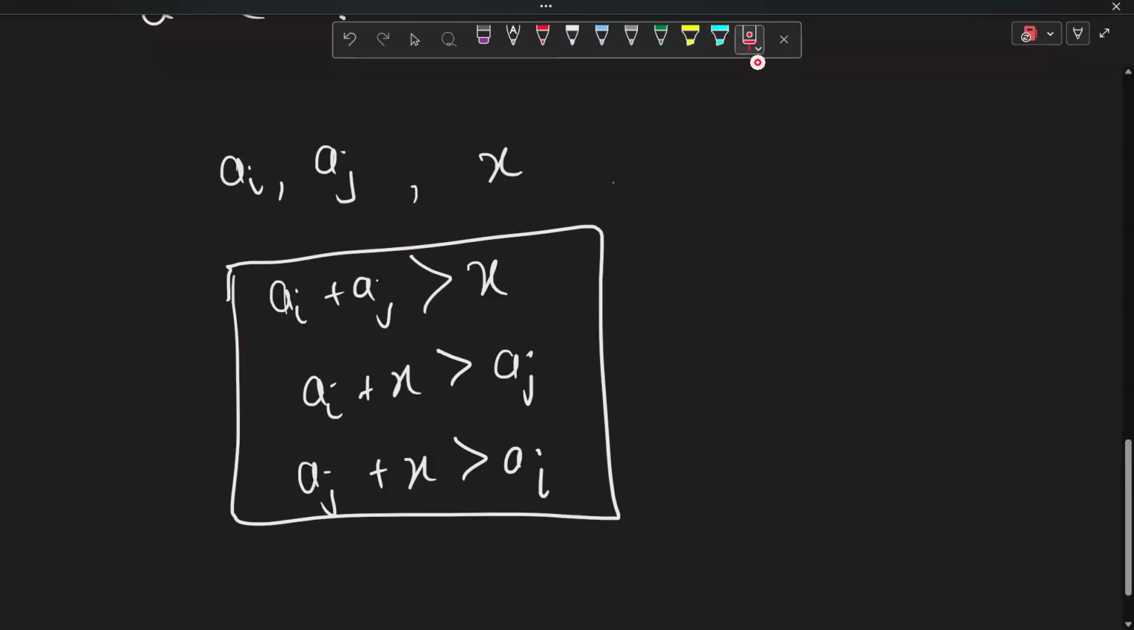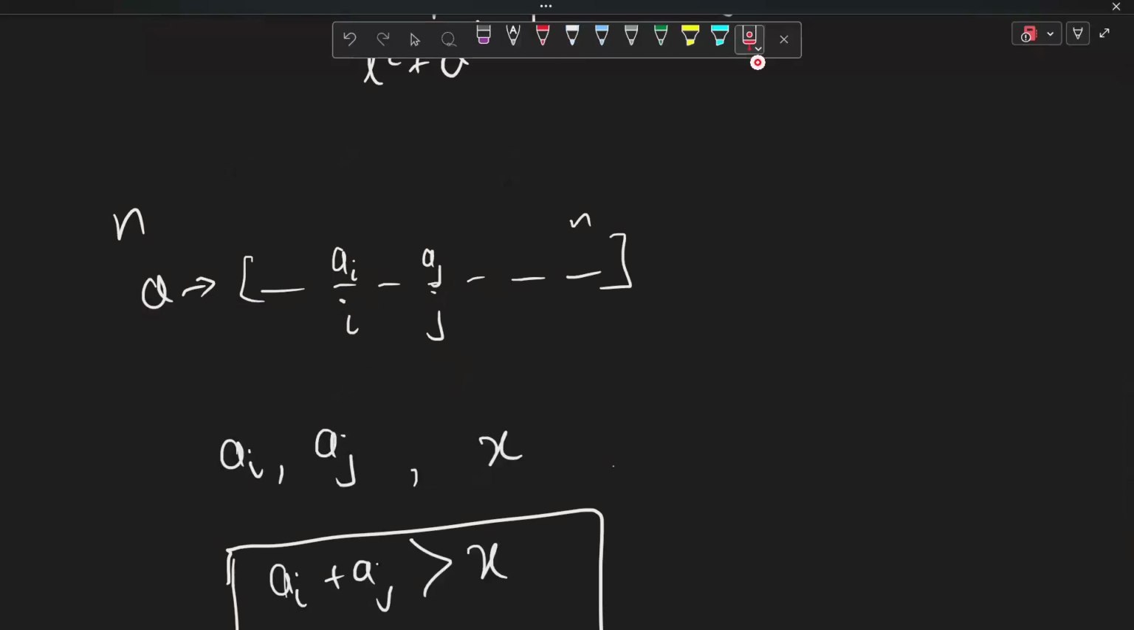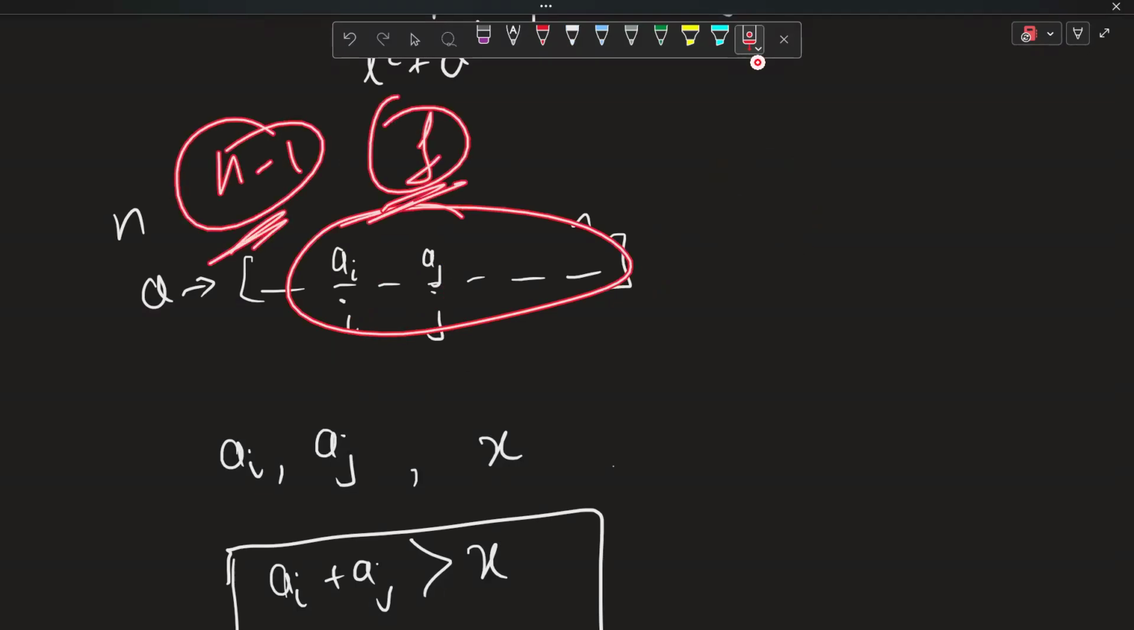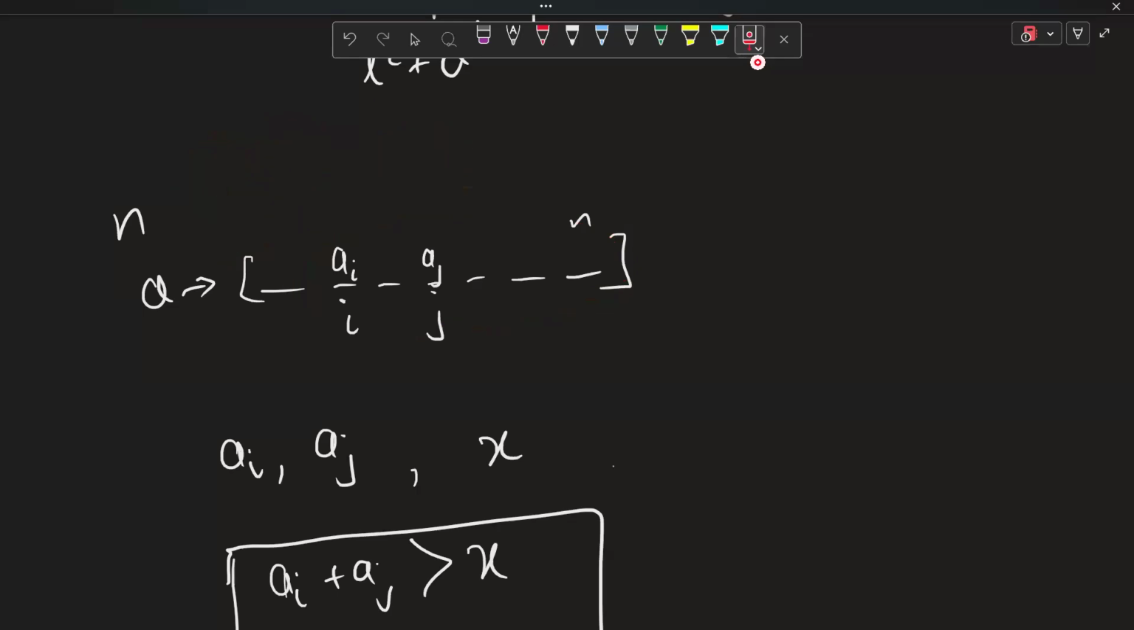And after that, you remove these two values from the array and append this x at the end of the array. So this way, with every operation you are removing two values and inserting one value. So the size of the array is always reducing by one in every operation. If you have a size of n, after n minus 1 operations, your size would become 1. And whatever element is left at the end, you need to maximize that.